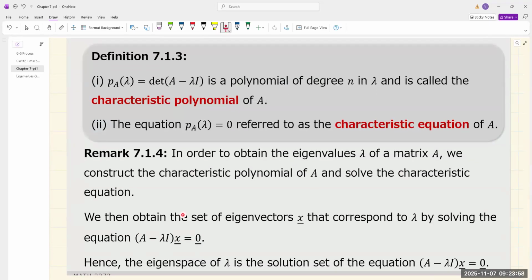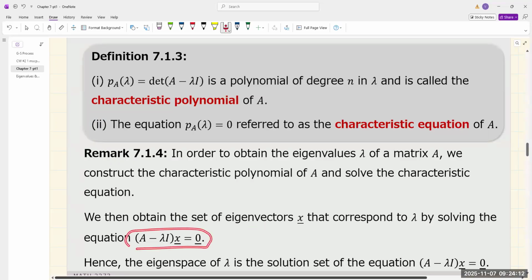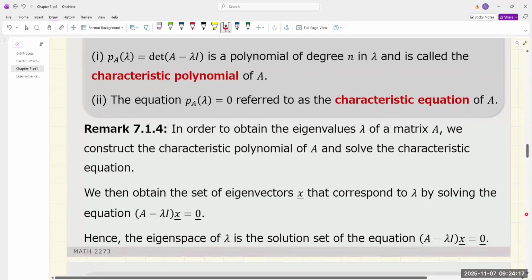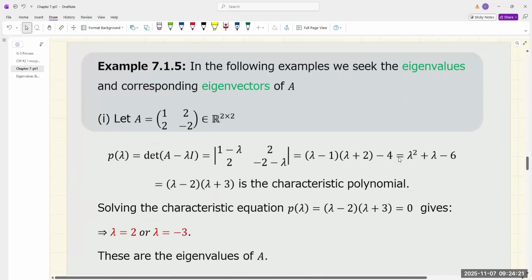This one, they are talking about what the characteristic polynomial is. Okay, we did that. The characteristic equation, okay, we did that. That the eigenvectors live in this space, okay, we did that. And that the eigenspace of lambda is the solution set of this equation, okay, we did that. Right, so now we did all of that. So now let's do an example, right? Let's apply everything that we just did.